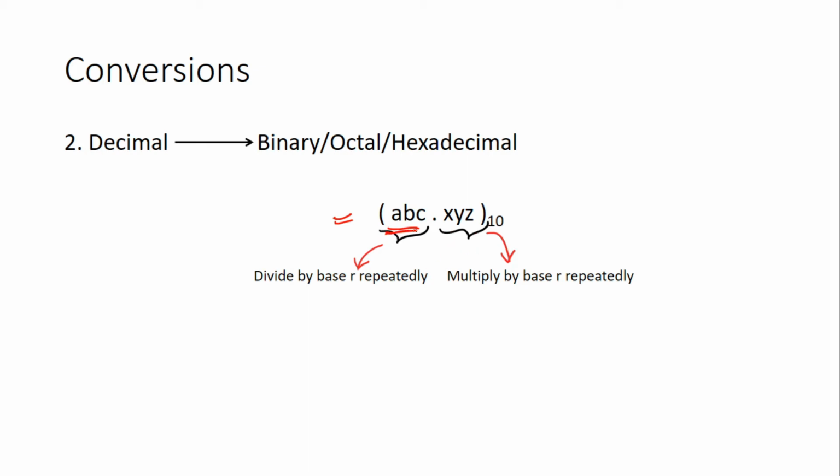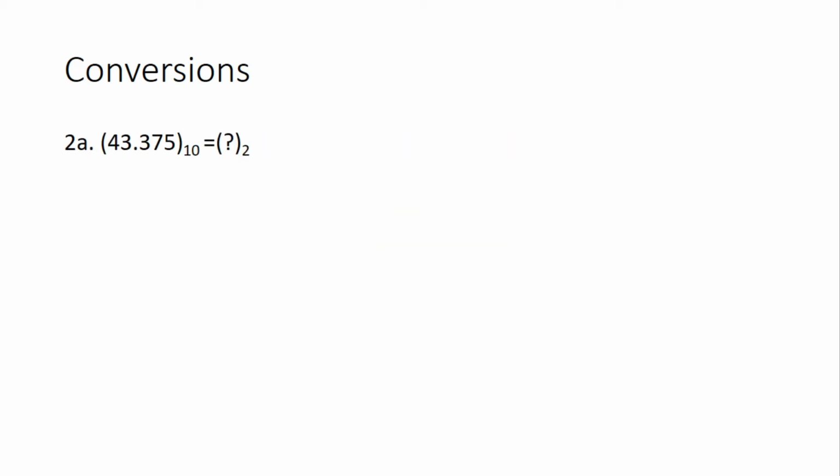So we have to divide this part by base r repeatedly and multiply this part. Now this will be clear when I go through the examples next. So for example, we have 43.375 in base 10 and we want to convert this to base 2. So what we're going to do is divide it repeatedly.